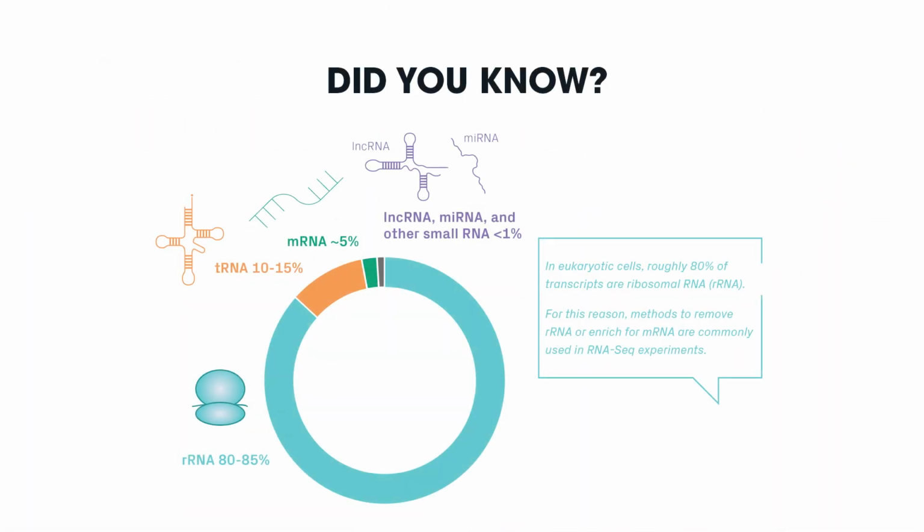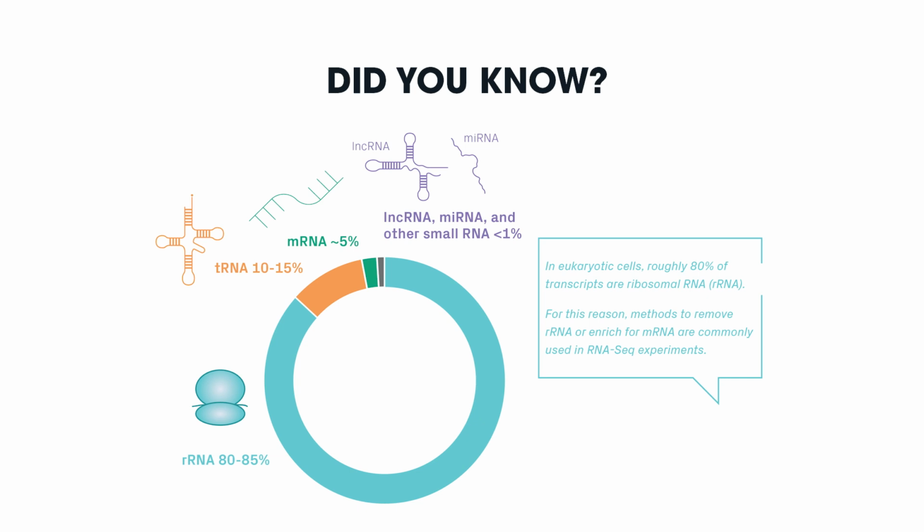Ribosomal RNA makes up the vast majority of the RNA in eukaryotic and prokaryotic species. Therefore, a method to enrich your messenger RNA or deplete the rRNA from your samples must be selected. For eukaryotic species, researchers can choose between a poly-A selection, using the poly-A tail of the messenger RNA for enrichment, or rRNA depletion to enrich non-ribosomal RNAs during the preparation steps.